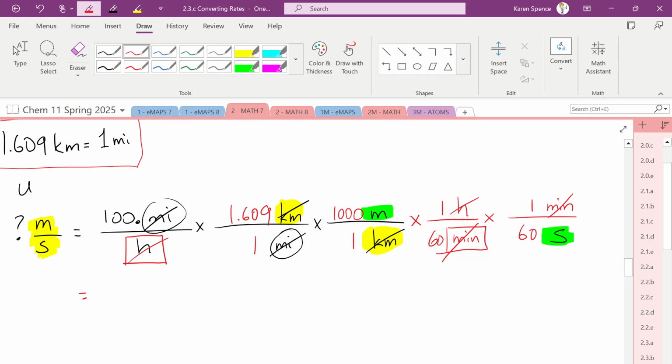Then we just toss all of this into our calculator. 100 times 1.609 times 1,000 divided by, and I'm just going to put in 3,600 because I'm lazy, and we get 44.694 repeating. And our unit, the only thing we have left is meters per second.